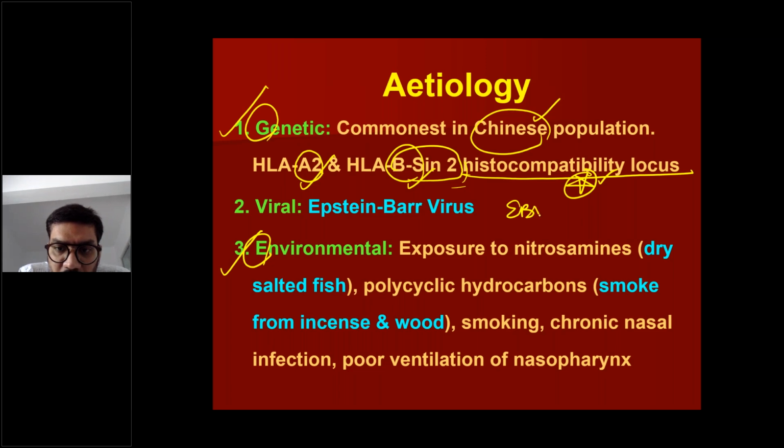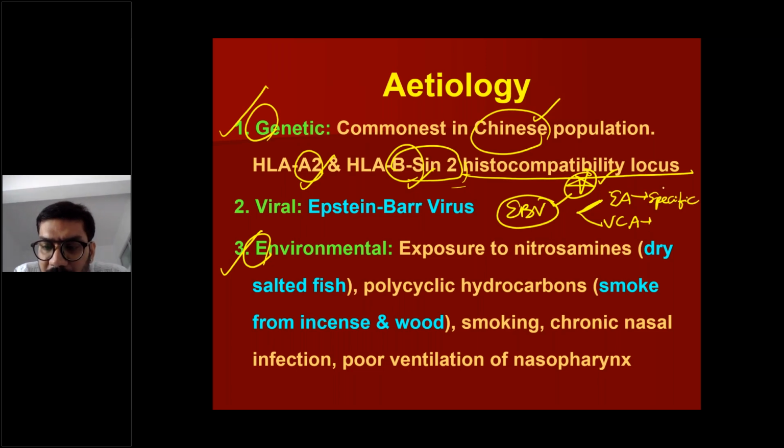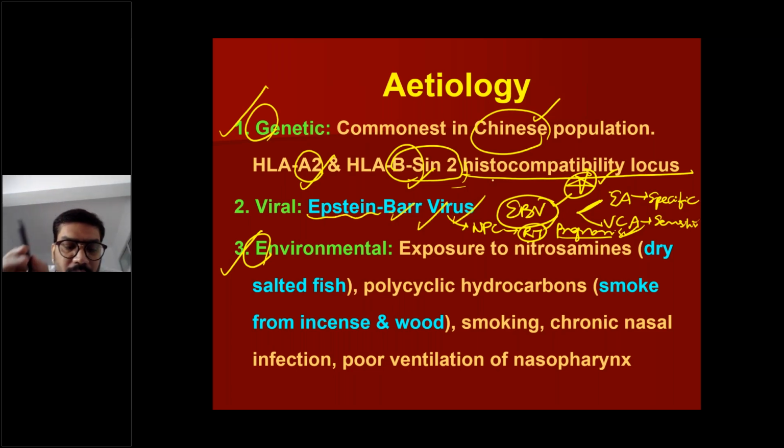Viral: Epstein-Barr virus, as I told you already, is having two things. Number one is early antigen and viral capsid antigen. Early antigen is specific for diagnosis. Viral capsid antigen is sensitive for diagnosis. If Epstein-Barr virus is associated with the NPC, you will have a good radiotherapy prognosis. Prognosis for radiotherapy is very good.